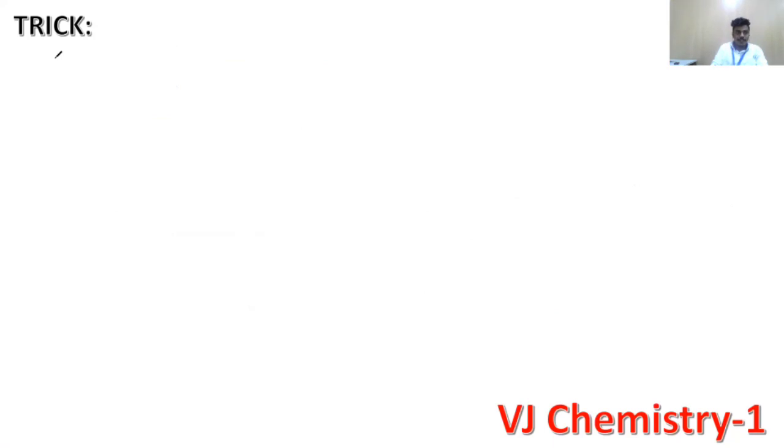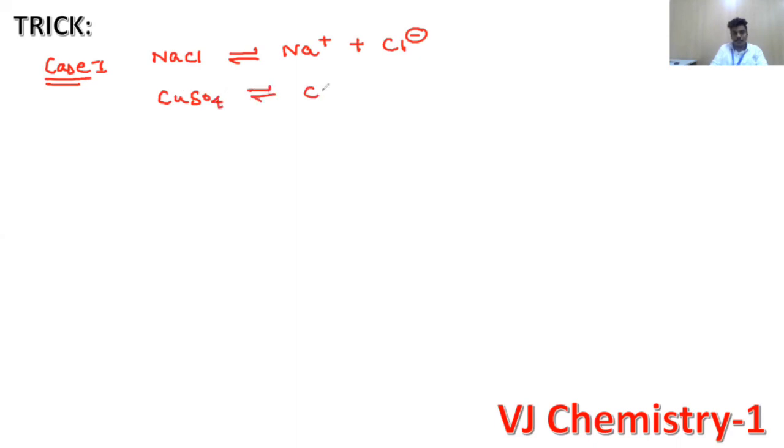Take case one. If we take an AB salt, for example NaCl, it dissociates into Na plus and Cl minus. If we take copper sulfate, CuSO4, it dissociates into Cu2 plus and SO4 2 minus. Now see the molecules: NaCl gives Na plus and Cl minus, and CuSO4 gives Cu2 plus and SO4 2 minus.